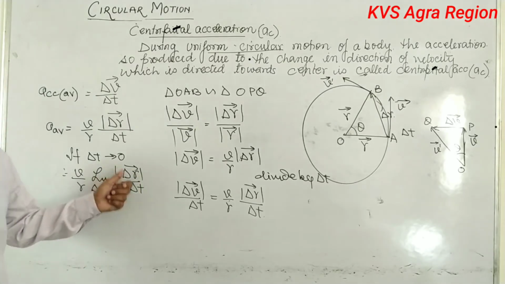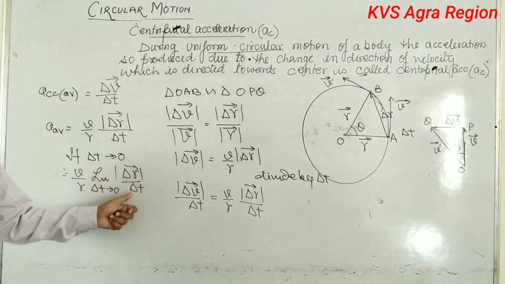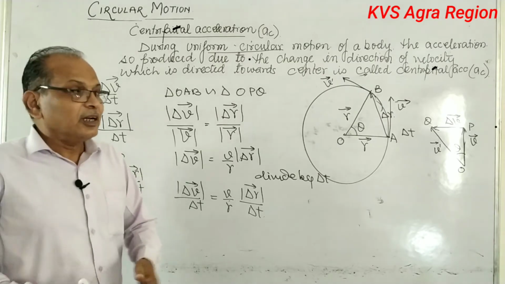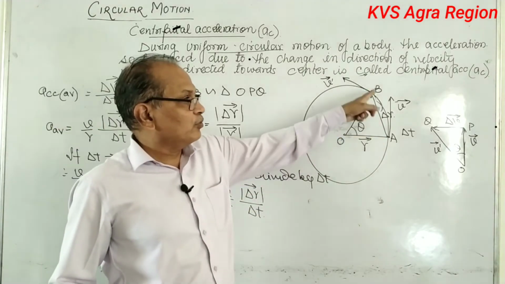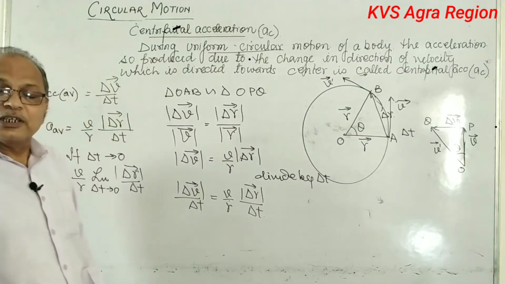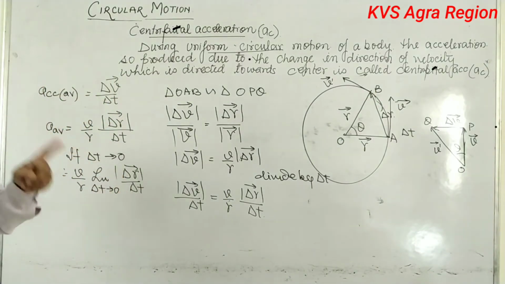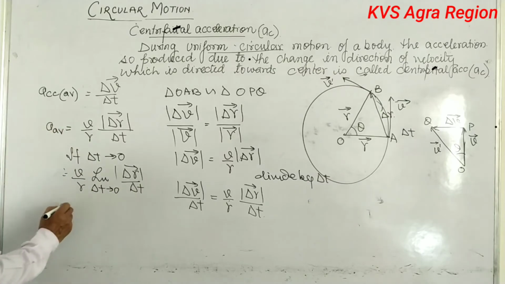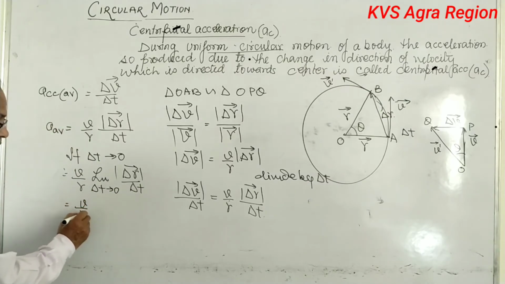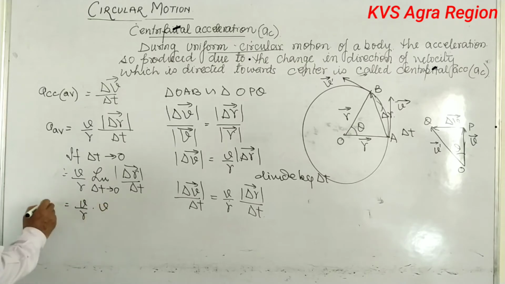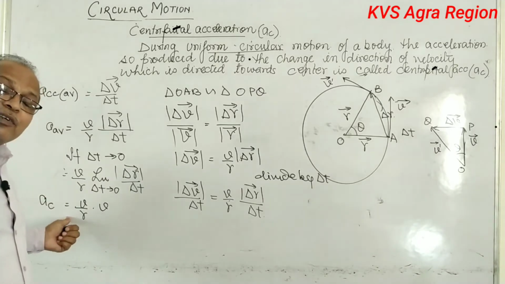okay, delta r upon delta t, and delta r upon delta t is the net displacement from A to B with respect to the time. It is what? It is the velocity at a particular instant. So this can be written as v upon r into v, and this is the centripetal acceleration at a particular point. Why I have written AC?